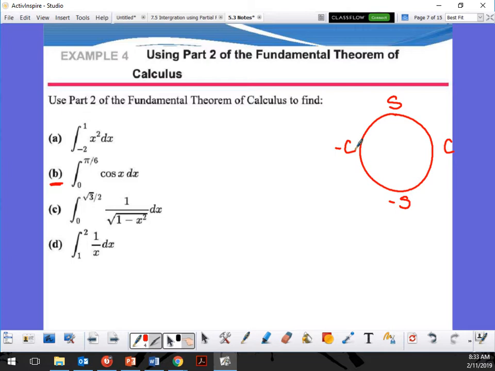So this one right here is going to be the sine of x from 0 to pi over 6. So that's pretty straightforward. Okay, what do we have to do now? Plug it in. Let's plug it in.